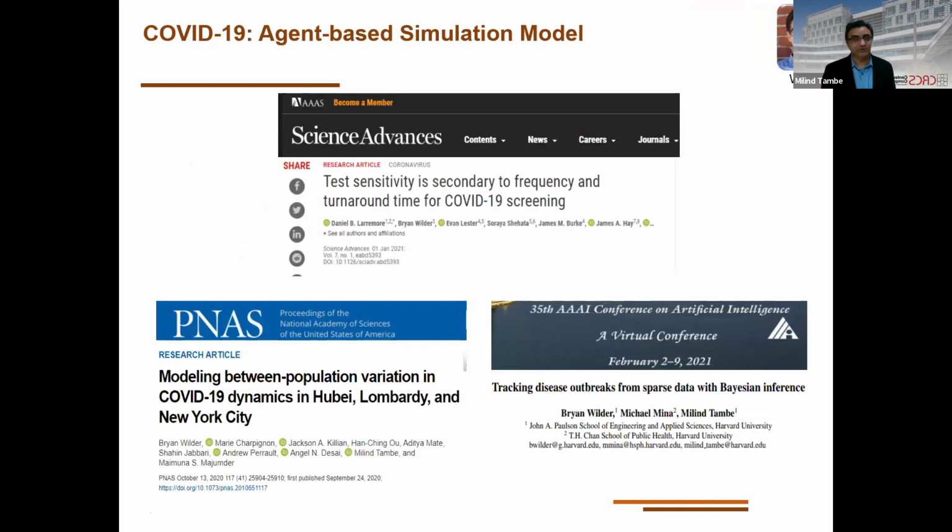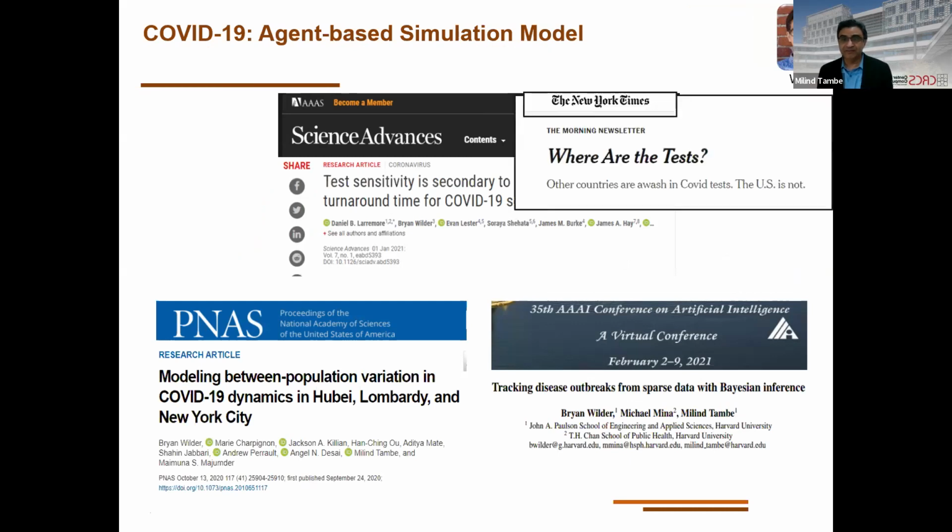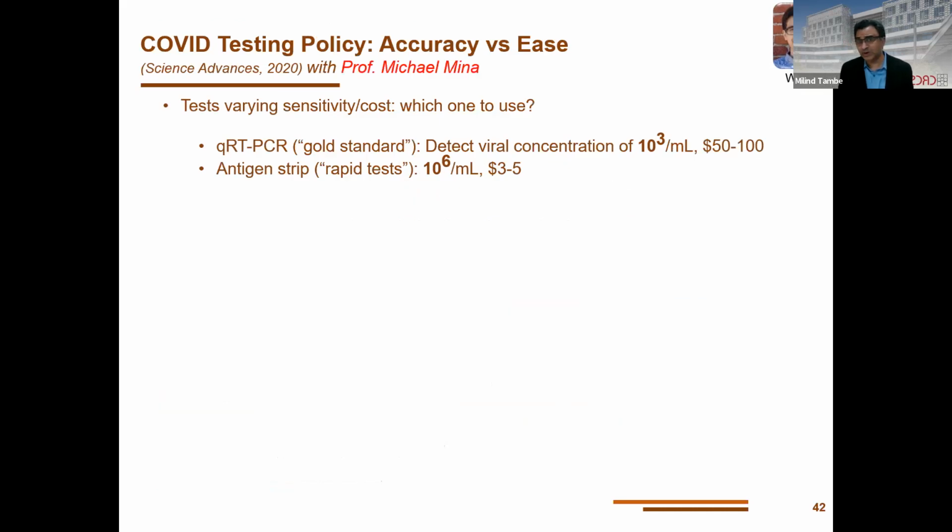With this now, let me switch to the third project, which I wanted to cover quickly. This is related to modeling COVID-19. We've written a number of papers on this topic, starting, of course, when COVID spread worldwide. I want to highlight one paper which might be of interest here that appeared in Science Advances and gets referred to in the popular press often. This was work done with Professor Michael Mina at the Harvard Chan School of Public Health.